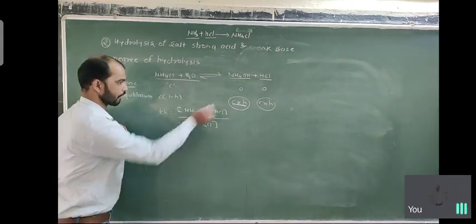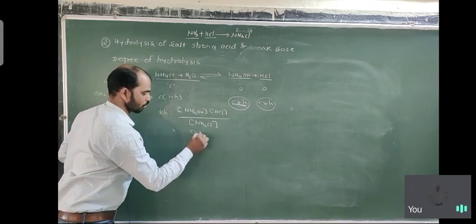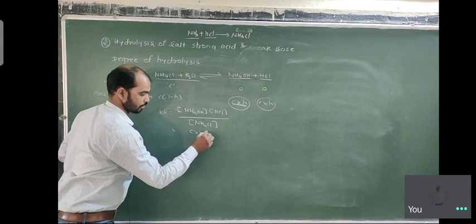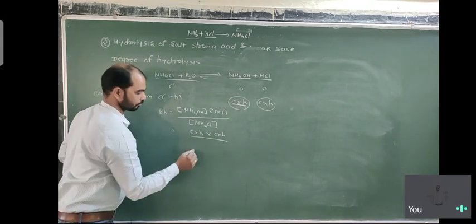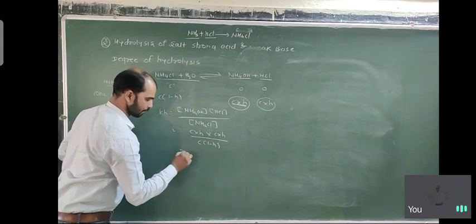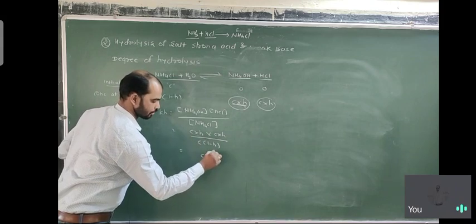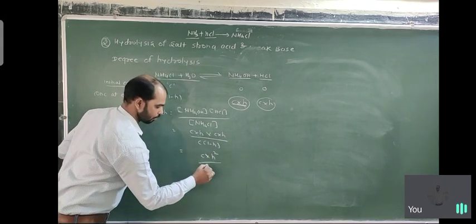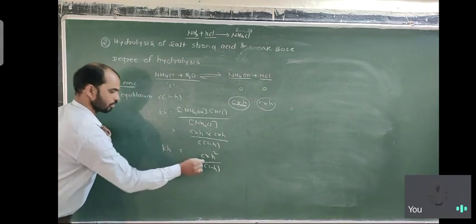So we put the values of concentration here. What is the concentration? C into H into C into H upon C into 1 minus H. That means C into C is common, so there is H square upon 1 minus H. So KH is equal to C H square upon 1 minus H.